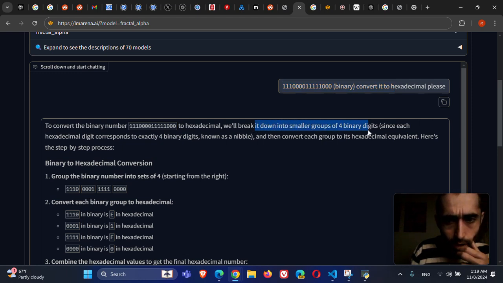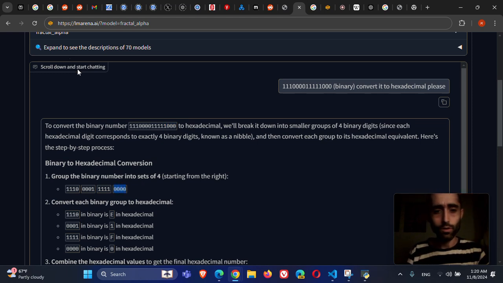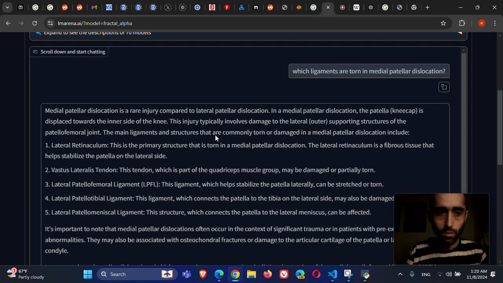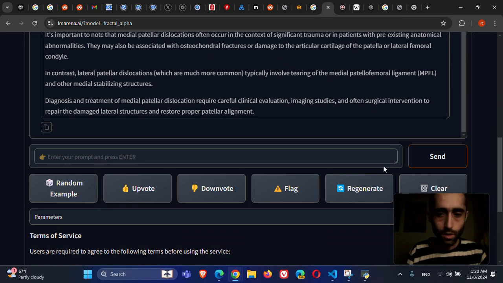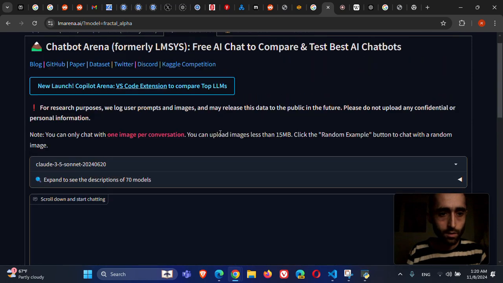This is the idea, to break it into 4 binary groups and then convert each group. This is good. Group the binary numbers into sets of 4, starting from the right. He also started from the right place, but this is 1, 2, 3, 4, and this is not the 4 that is right over here. He did it wrong. This is a fail. And now let's take it to Claude, and this is sometimes even hard for Claude to do. Let's see if he can take it.